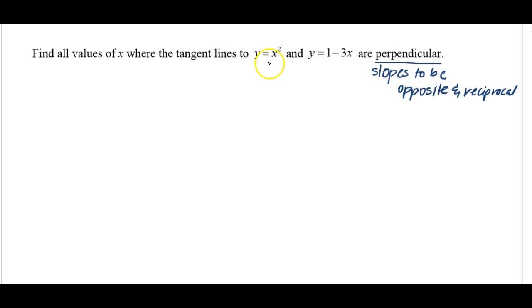So that means that I'm going to need to find the derivative of each of these functions. So y prime is 2x. So now this represents the slopes of tangent lines to the function x squared. And this derivative, which is just going to end up being -3, because the derivative of 1 is 0, the derivative of -3x is -3. So this represents the slope of the linear function here, 1 minus 3x.